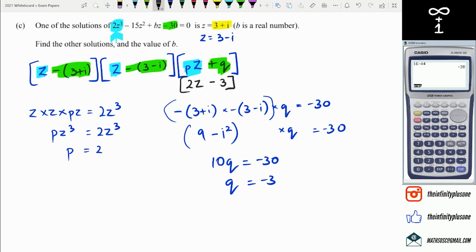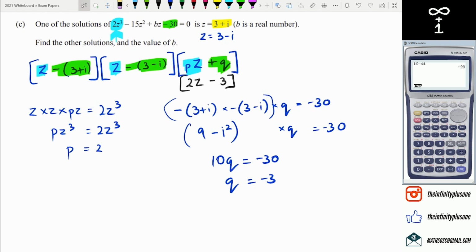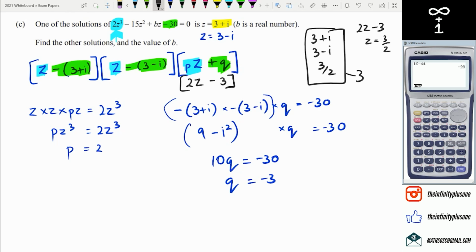Cool. So if we have a look at this, I'm just going to put them all together now. I think I've actually made this a bit longer for you guys, but that's all right. So we found our final factor, which is 2z minus 3, which means we also found our final solution, because our solutions are going to be 3 plus i, 3 minus i, and when you've got 2z minus 3, rearrange that, you're going to get z is equal to 3 over 2. So these are our three solutions. But we still need to figure out what the value of b is.